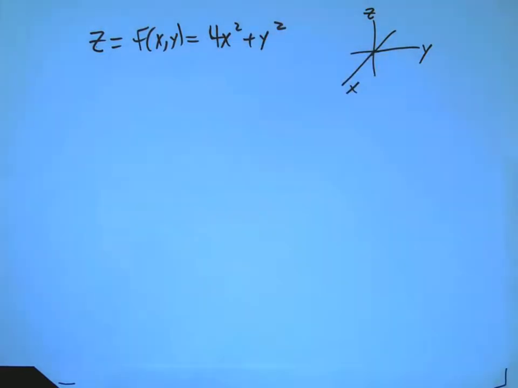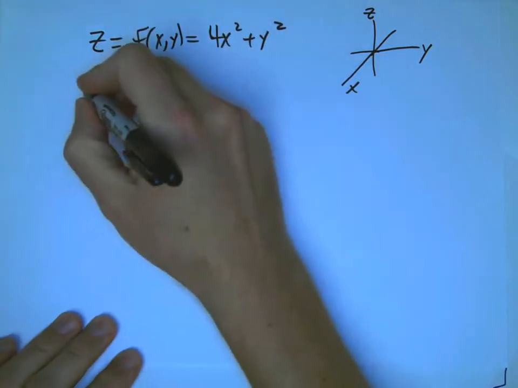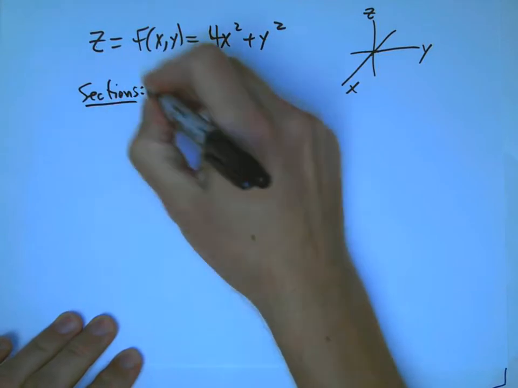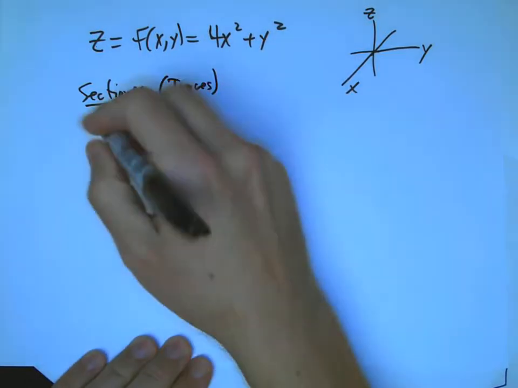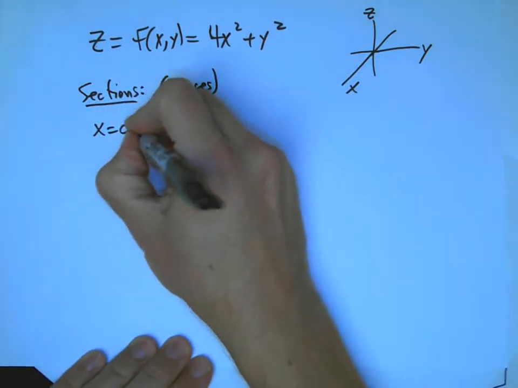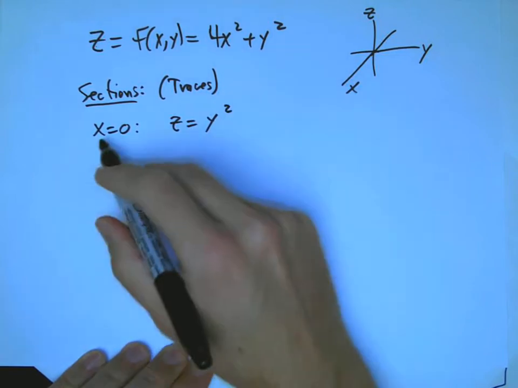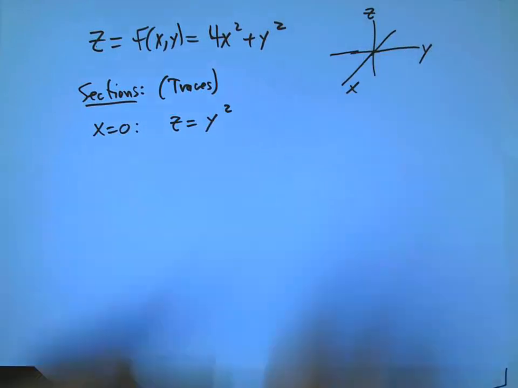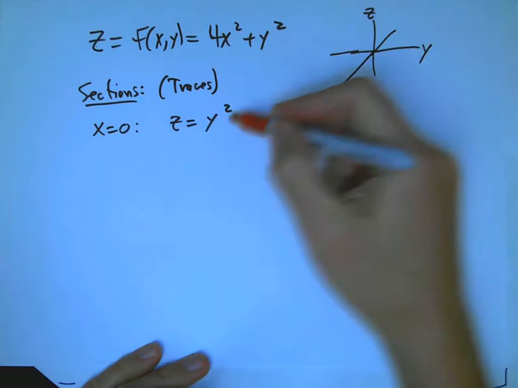It's a slight modification of what I was doing in class. If you look at the sections, or traces, let's say if you set x equals 0, then you're going to get z equals y squared. And that's in the yz plane. So in the yz plane, let me use maybe colors here, it's going to be a pretty standard parabola.